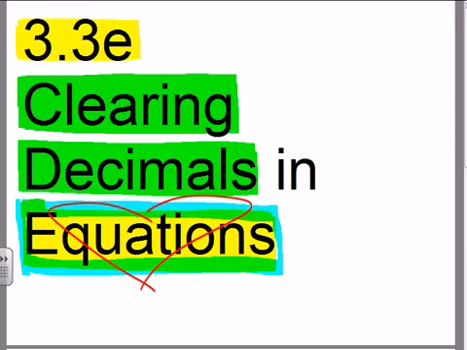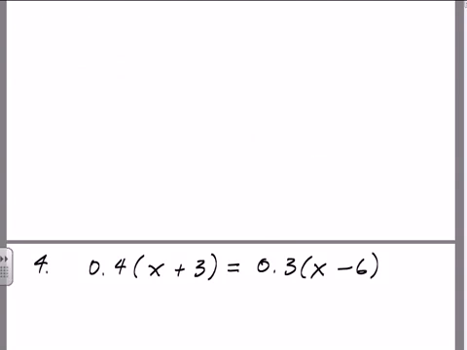Okay, in 3.3e we are clearing decimals, and just like fractions, you can only clear these decimals when you have equations, and that's why we love equations.